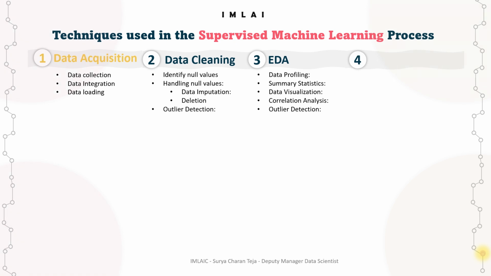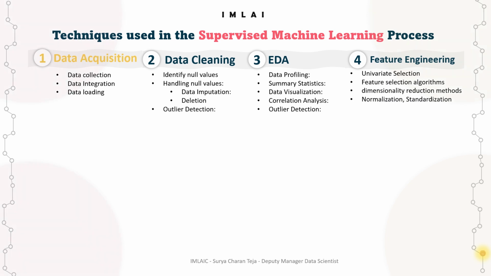And then step 4, feature engineering. As I told you, feature engineering is nothing but converting a raw variable into features, and this is what is called feature engineering. The feature engineering will be done using univariate selection or feature selection algorithms, dimensionality reduction methods, normalization or standardization, and log transformation. There are various techniques, each and every technique we will be deep diving into. And data encoding, the most important one, data encoding techniques.